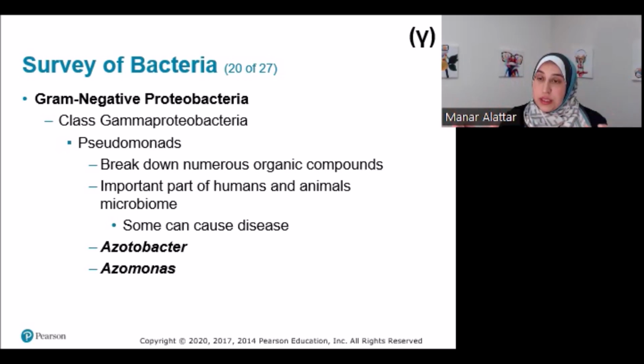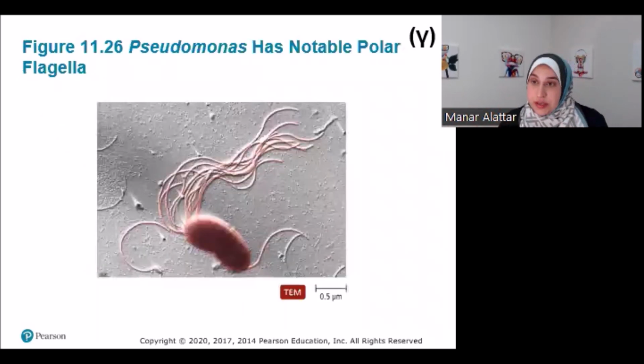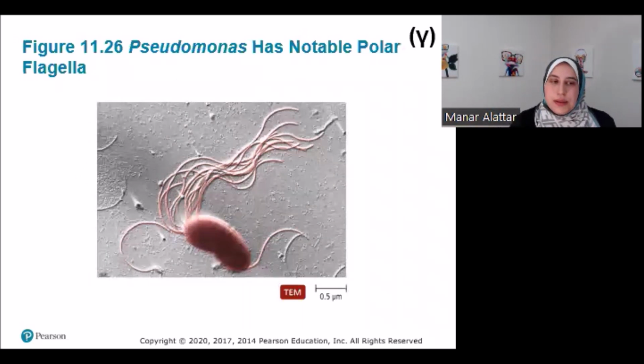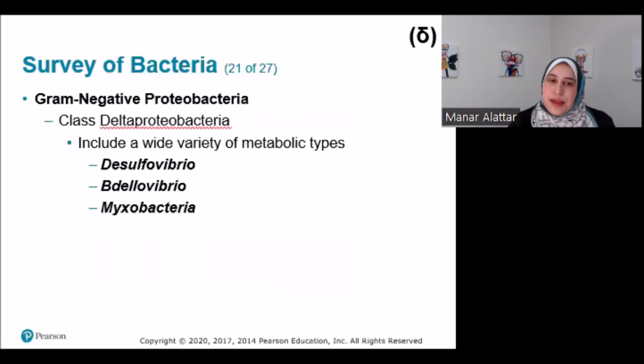The predominant genus within Pseudomonads is actually Pseudomonas, which has these very characteristic polar flagella as well. Then we have a couple of smaller classes within proteobacteria, so delta proteobacteria, but they do include some interesting genera.